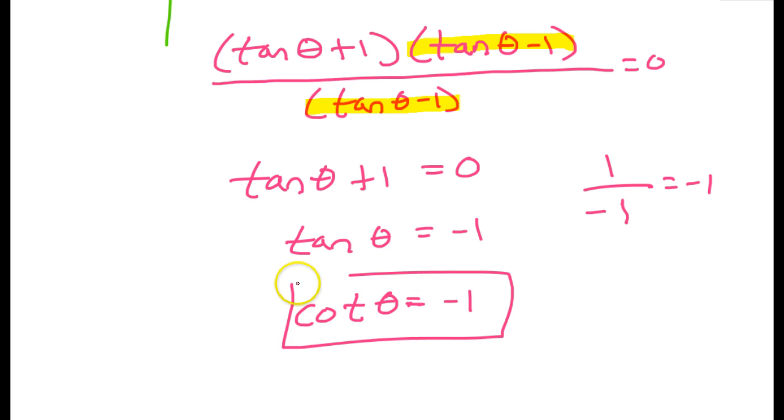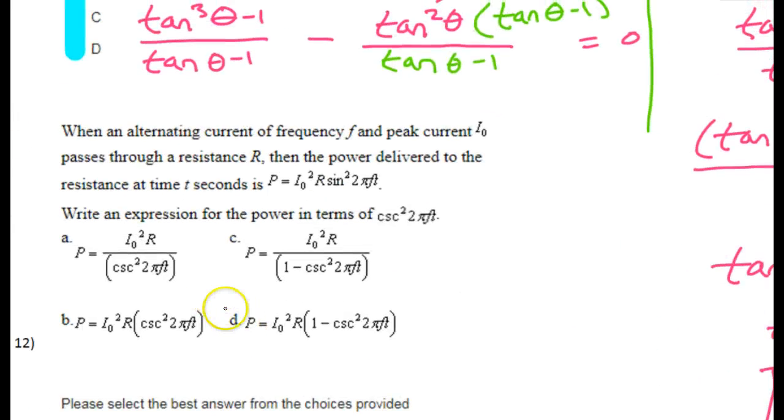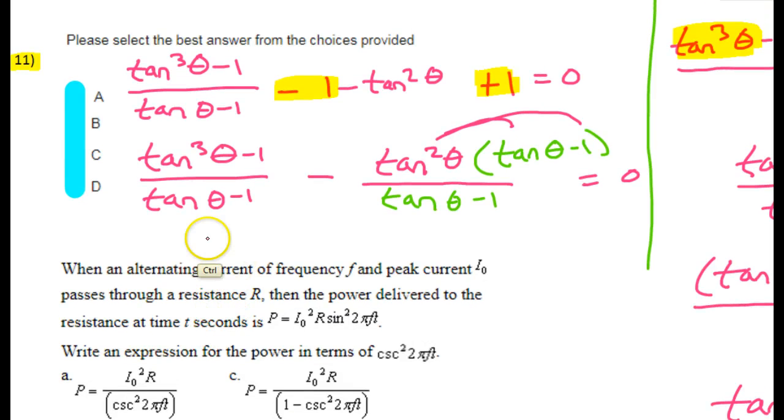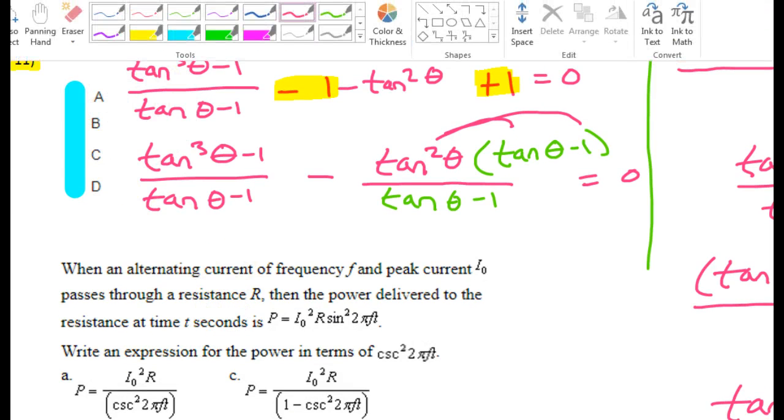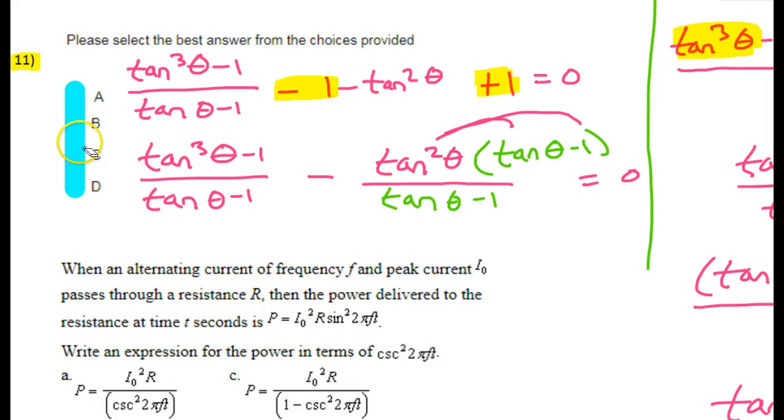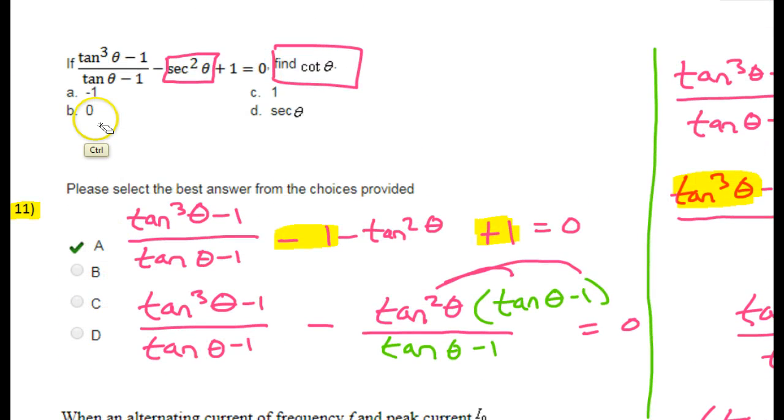So that is the answer. So let's just look back at our choices and verify that we got it. Okay, so the answer is A, which is in fact negative 1.